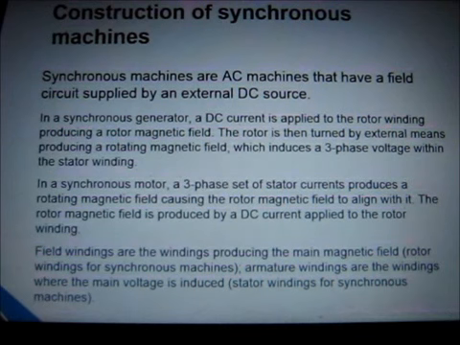About this we will study in brief in our next videos, in the higher semester videos. For the time being, we are just going through the definition and process. The field windings are the windings producing the main magnetic field, that is the rotor winding on the synchronous machine. Armature windings are the windings where the main voltage is induced.